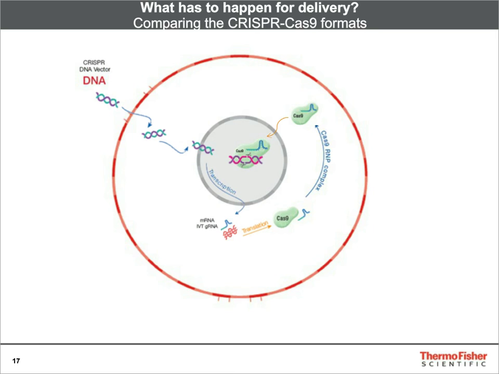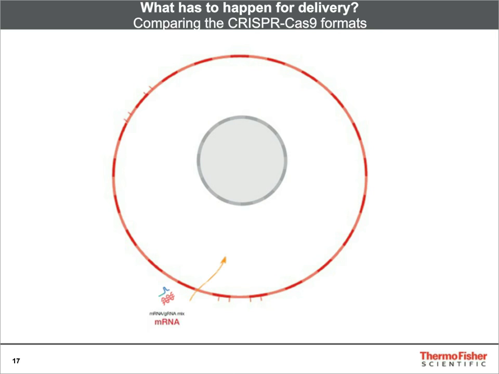In the case of mRNA, it's much simpler. You now have the ability to control the dosage of the mRNA to guide RNA in vitro, and once you provide the suitable ratios within the cell, in the cytoplasm, the Cas9 mRNA is translated into a protein. It then finds the guide RNA, and now the complex is ready for acting within the nucleus.